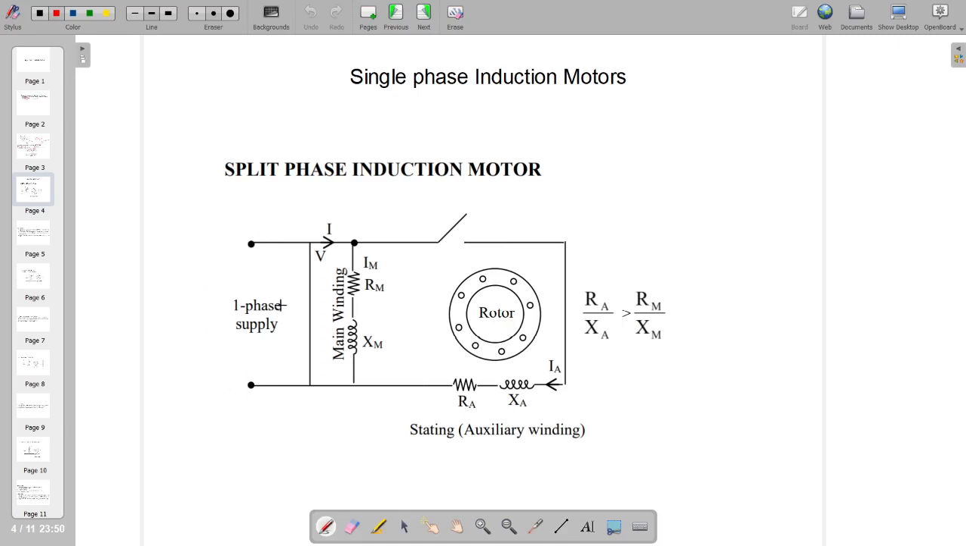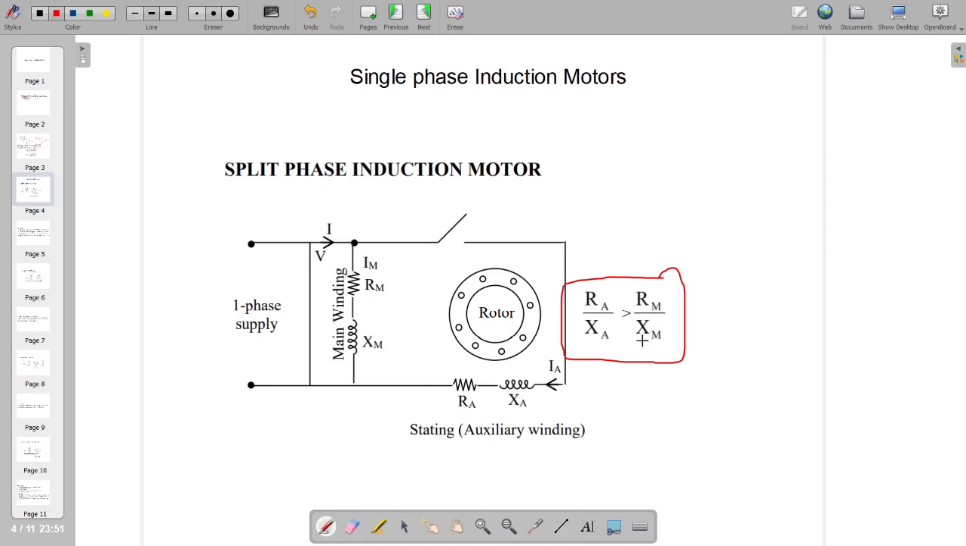So we are going to supply a single phase. This is the current and voltage supplied to the machine. Rm and Xm are the parameters of the main field winding. Ra and Xa are the resistance and reactance of the auxiliary field winding. The current through the auxiliary field winding is Ia. So the condition that must be satisfied in order to start the split phase induction motor is Ra upon Xa is greater than Rm upon Xm.